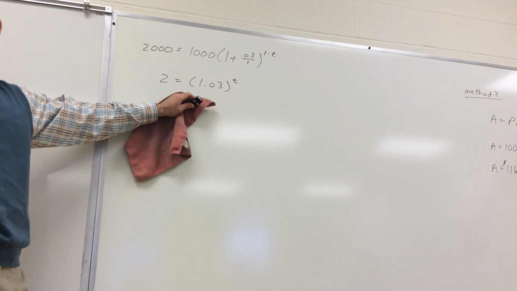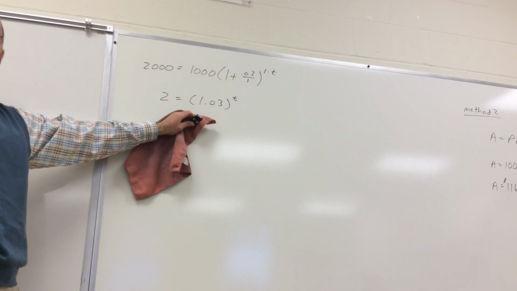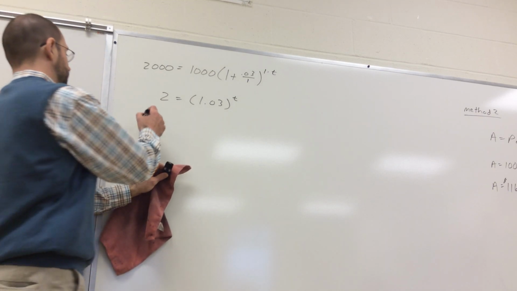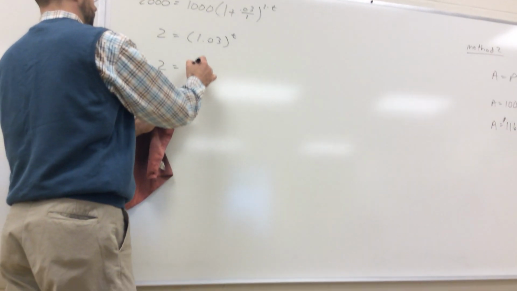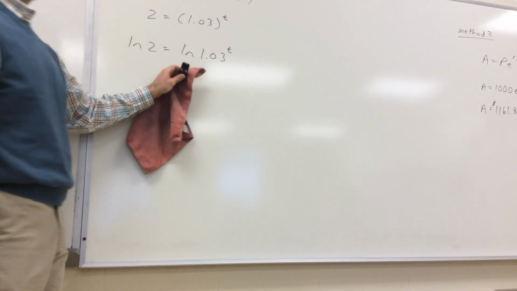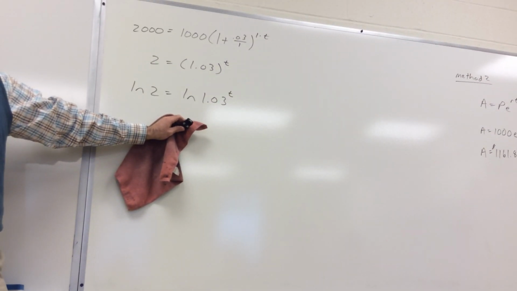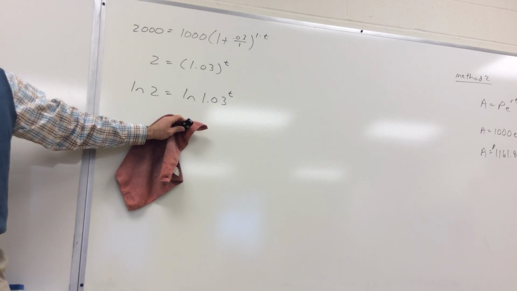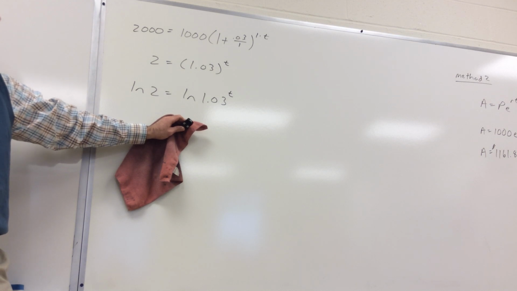Okay, so then when you get to here, what do you do to try to get t by itself? Natural log of both sides. So the natural log of 2 equals the natural log of 1.03 to the t power. So we're taking the natural log of both sides. That's legal because as long as you do the same thing to both sides, it'll stay equal.